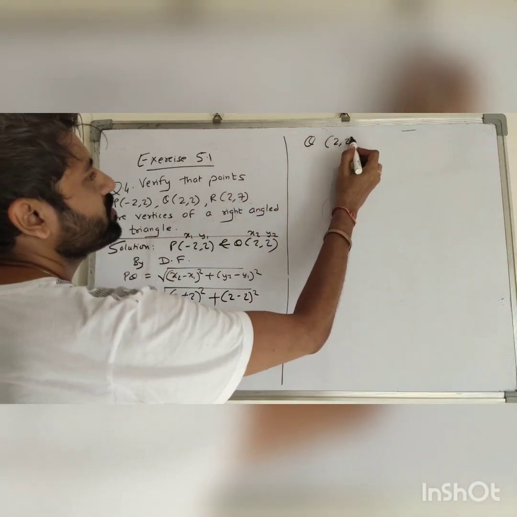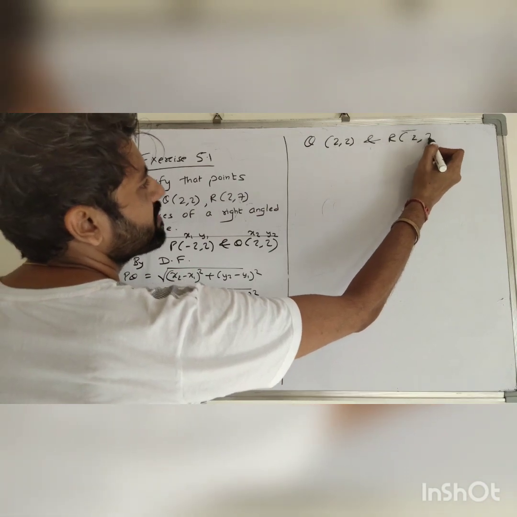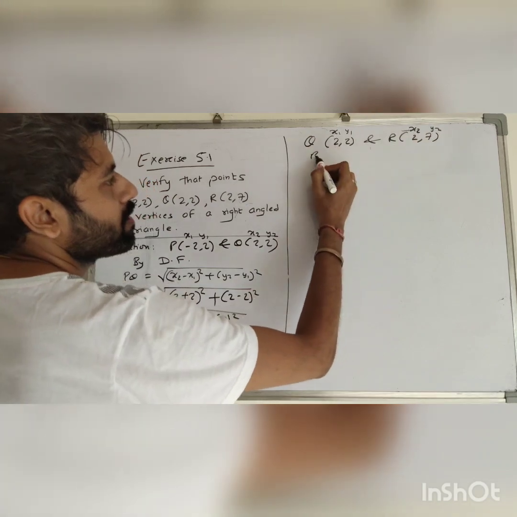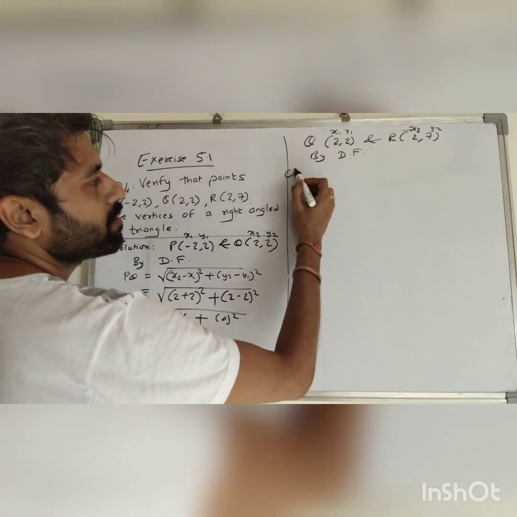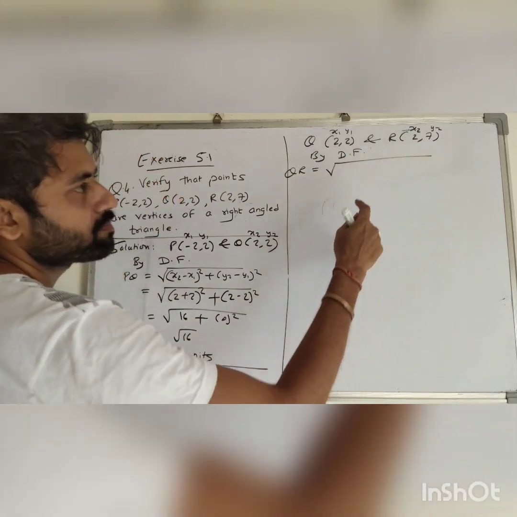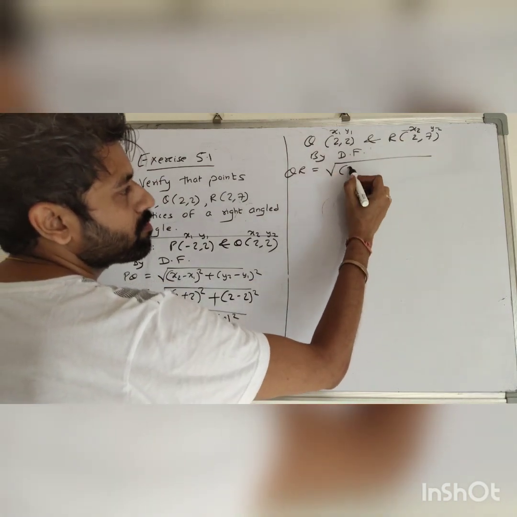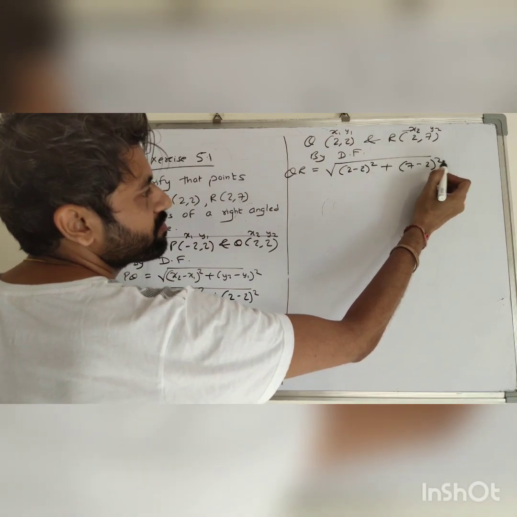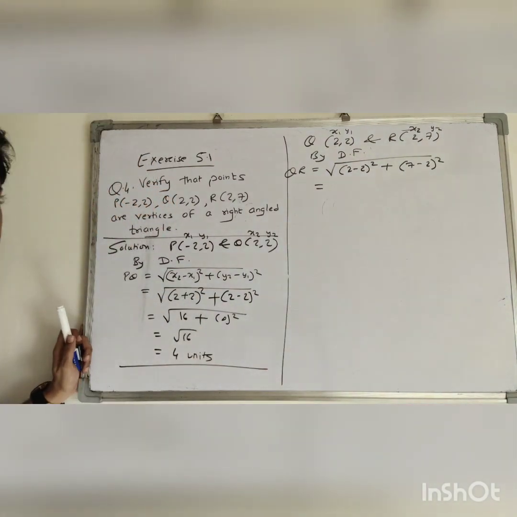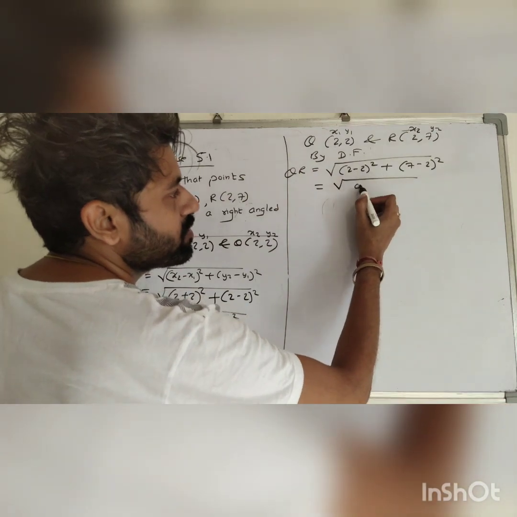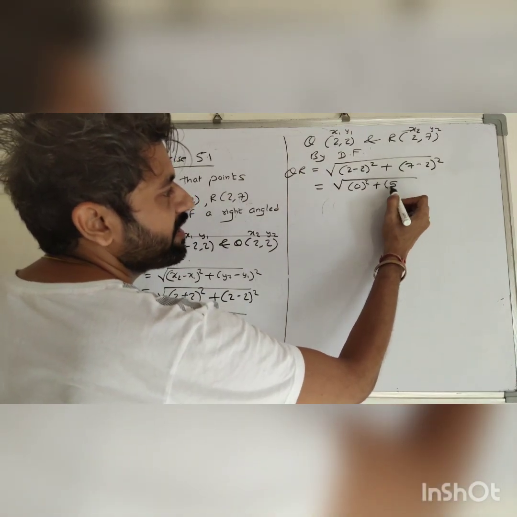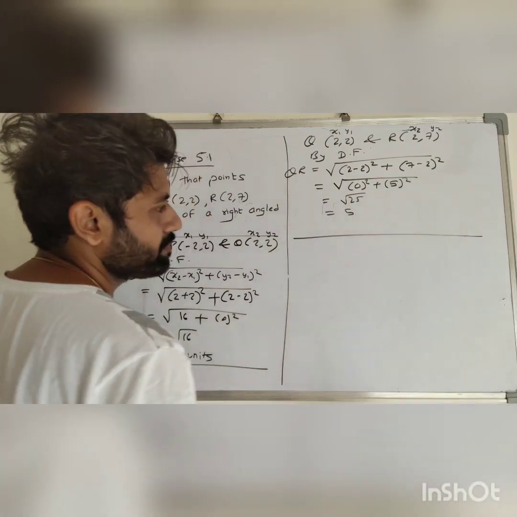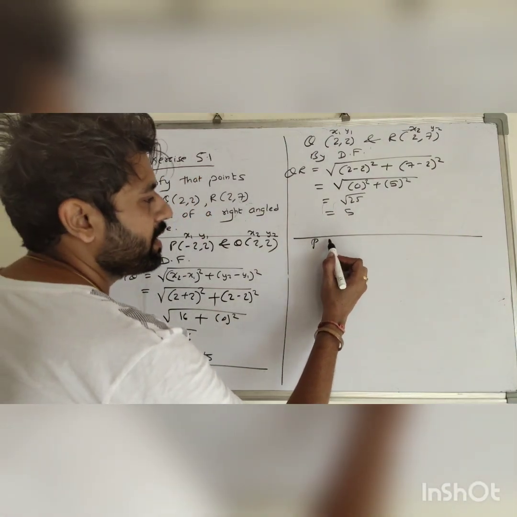Q(2, 2) and R(2, 7), x1, y1, x2, y2. By distance formula, QR is equal to root of (2 minus 2) the whole square plus (7 minus 2) the whole square. 2 minus 2 is 0, 0 squared, plus 7 minus 2 is 5, 5 squared is 25, and the answer is 5. And now we can find PR.